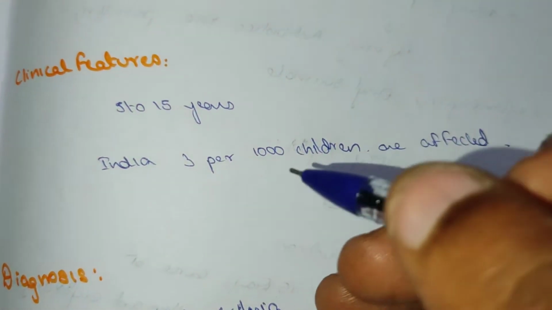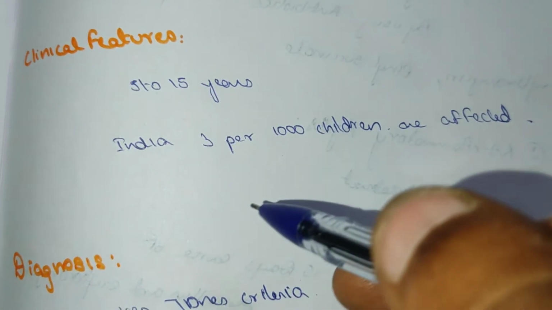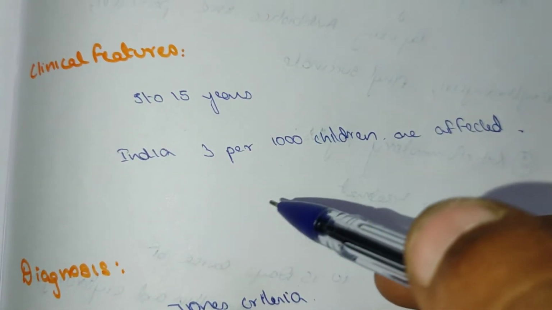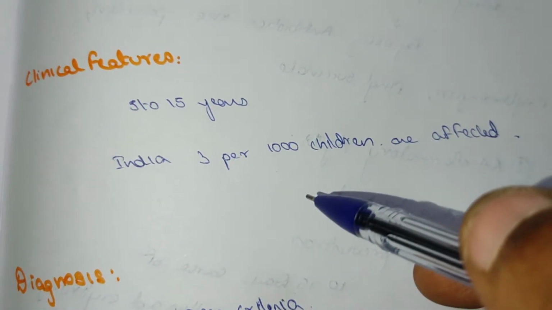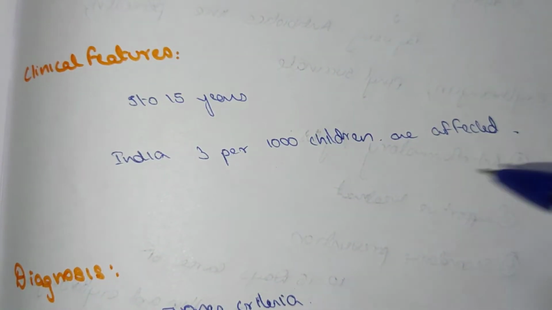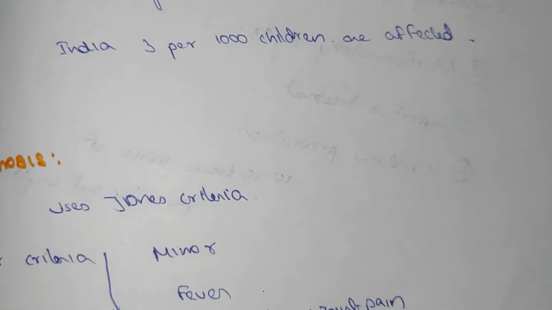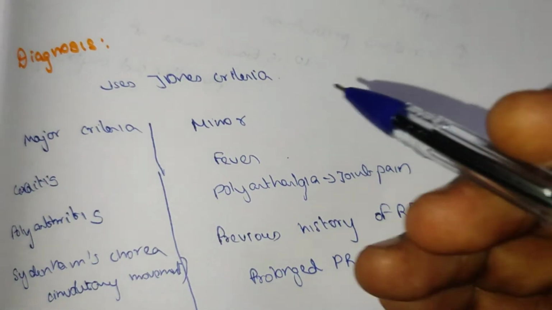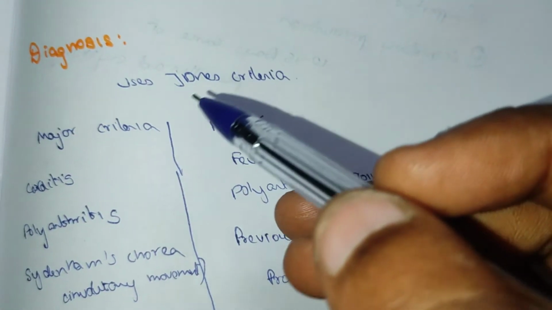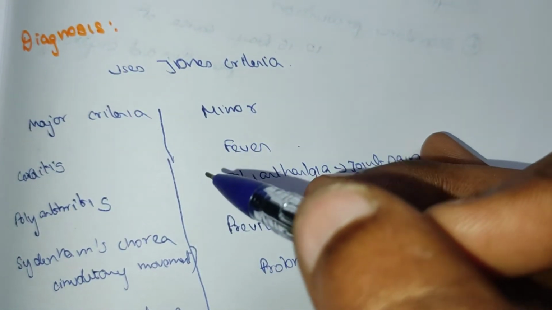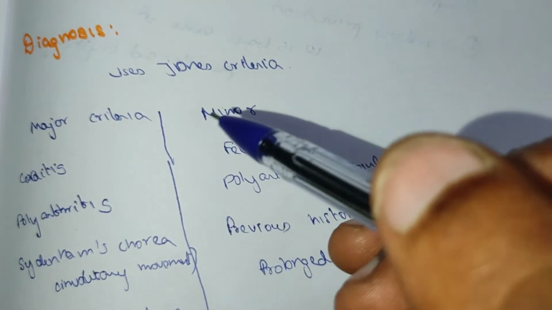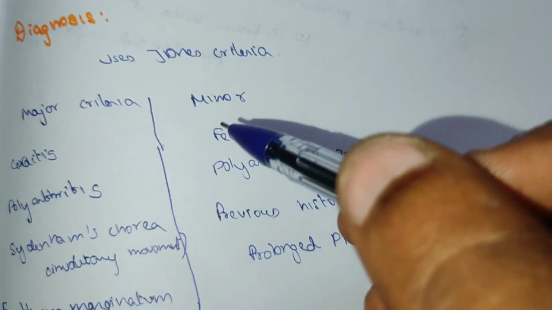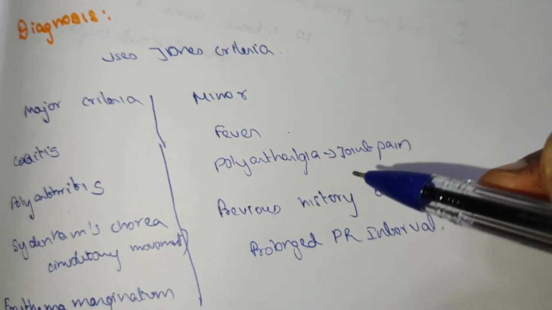Clinical features: mostly it occurs in the age of 5 to 15 years. In India, 3 per 1000 children are affected. Now we will see about the diagnosis of rheumatic fever. The diagnosis of rheumatic fever is done by using Jones criteria. There are 5 major criteria as well as 5 minor criteria.